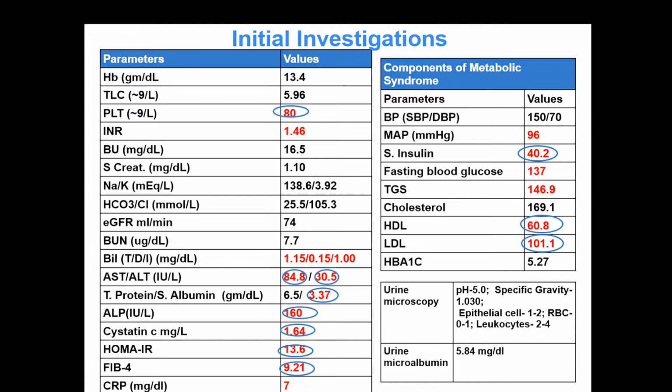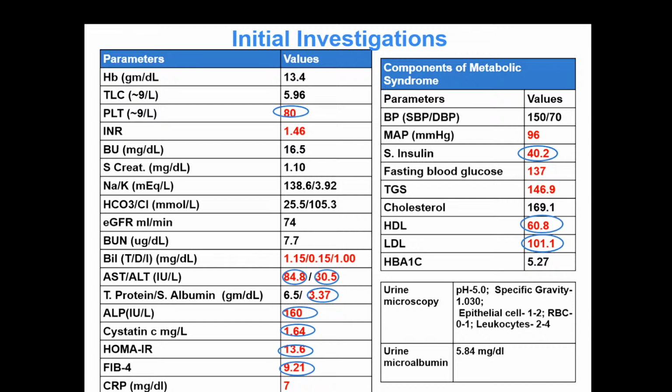And when you look at the components of the metabolic syndrome, he had hypertension, his arterial pressure was 96, his fasting blood sugar was 137, HbA1c was normal, his triglycerides were elevated, and so was the total cholesterol, and the LDL cholesterol was 101.